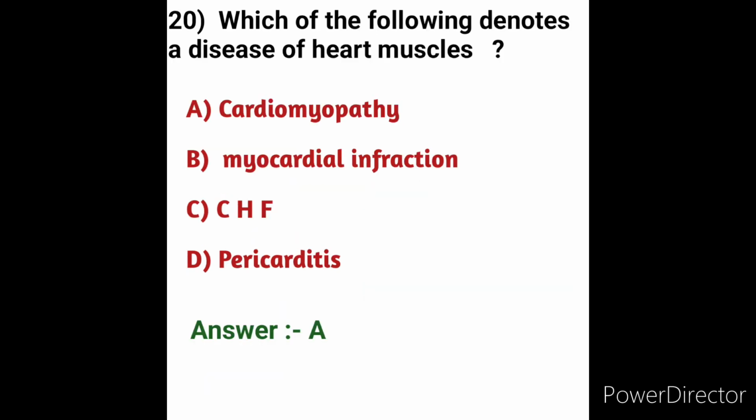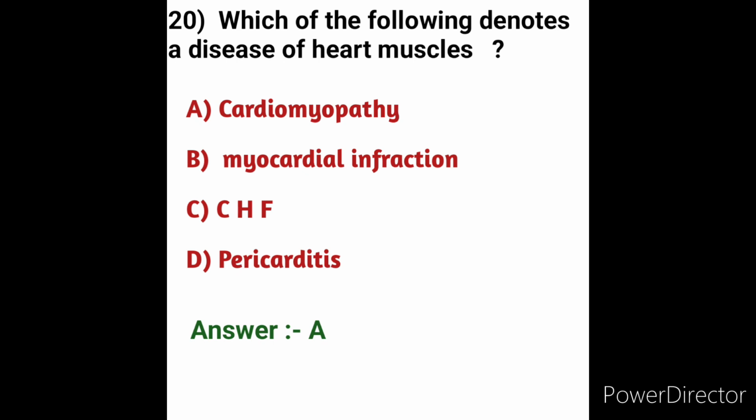Which of the following denotes a disease of heart muscles? From the following options, which denotes a disease of the heart muscles? We will see the options here. Option A, cardiomyopathy. Option B, myocardial infarction. Option C, CHF, congestive heart failure. Option D, pericarditis. Cardiomyopathy, a group of disorders related to the heart, is the correct answer here.